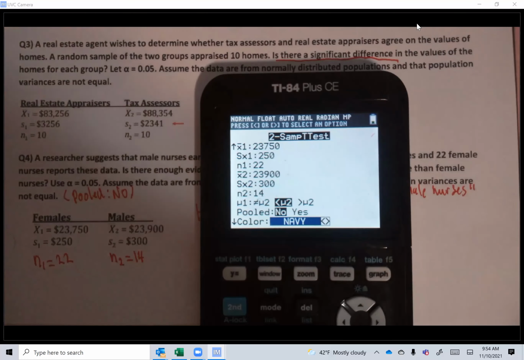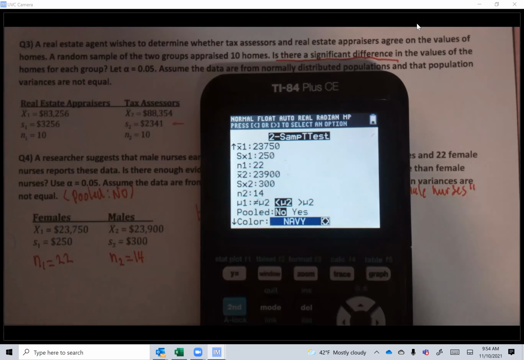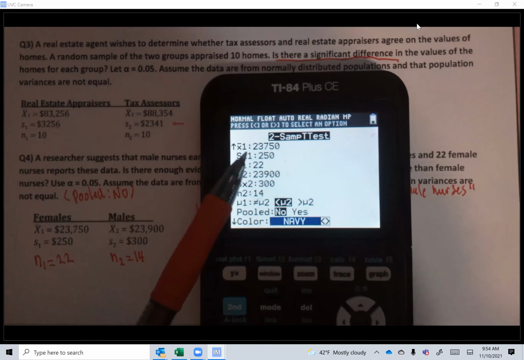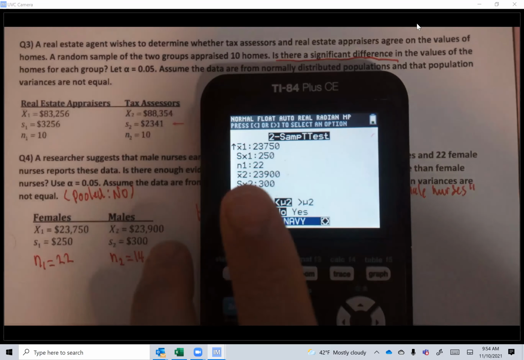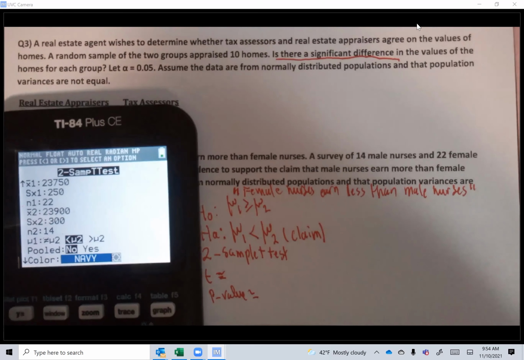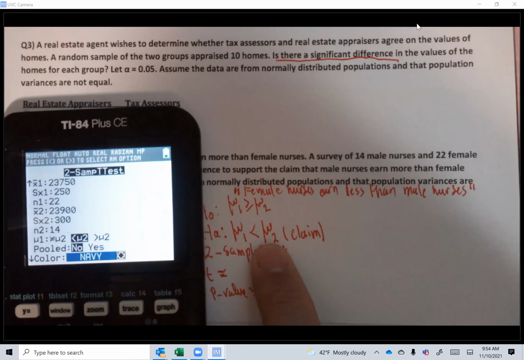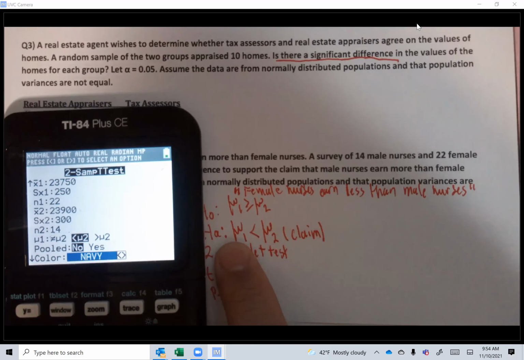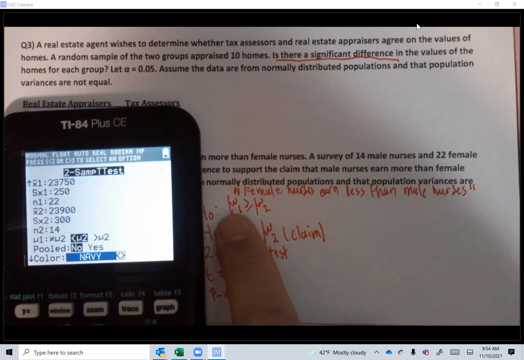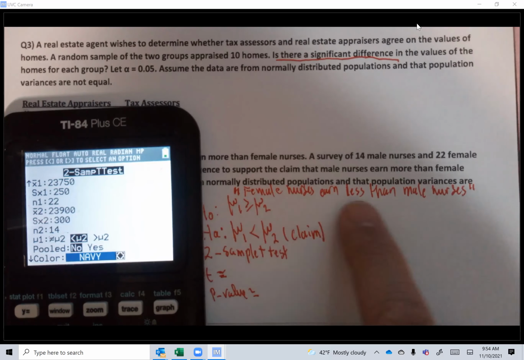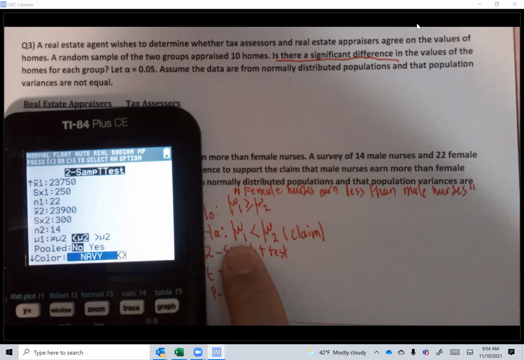So this is a two sample t-test again. Okay, so we have X1 bar, S1, N1, X2 bar, S2, N2, which is 14, and mu1 is less than mu2. And again, because that wasn't in the recording before, we put mu1 less than mu2 because the females were numbered as 1. So if males earn more than females, that means females earn less than males, and females were the first set. So we have to start with the first set always. So mu1 is less than mu2.